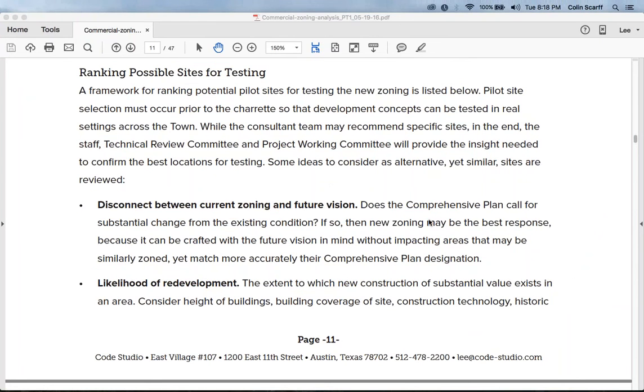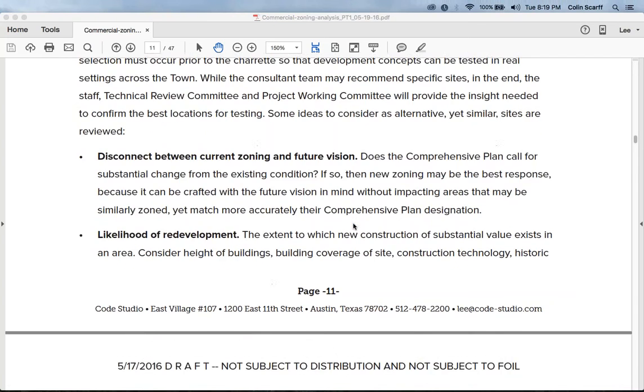I also wanted to remind you that we are ranking possible sites for testing during the charrette this coming fall. So part of your committee's role is to make a recommendation. We'll help you with those ideas, but we want you to help us pick some of these sites as the best examples. Part of what we're talking about here is whether there's a significant disconnect between current zoning and future vision. That would suggest, of course, that we need new zoning in place. So if zoning and the vision seem to be pretty well in sync, then maybe we don't need to test that area quite so much.